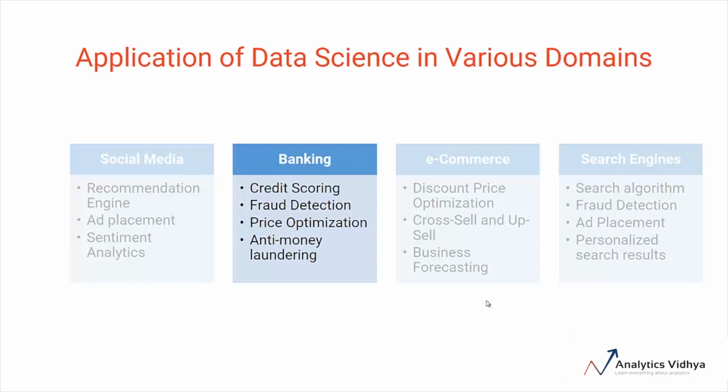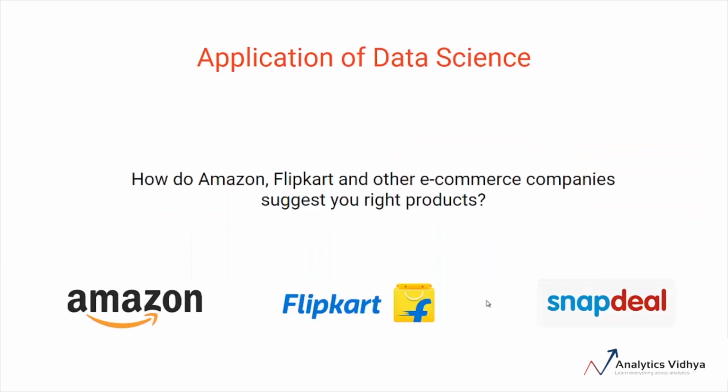Banks also use data science to determine the right price point for its customers. What should be the competitive interest rate for a particular customer? Or how much APR can the bank charge before losing the customer? These are some of the ways banks use data science. Let us look at another domain, e-commerce.